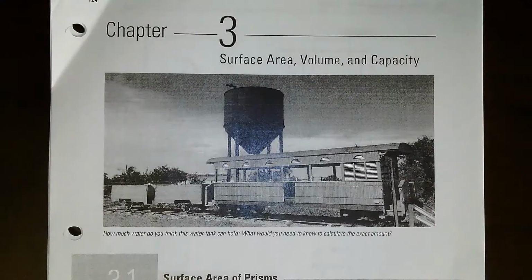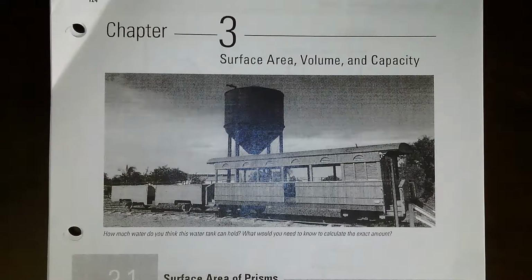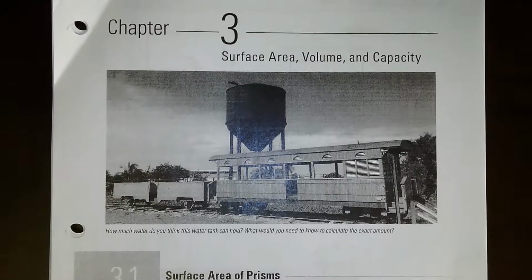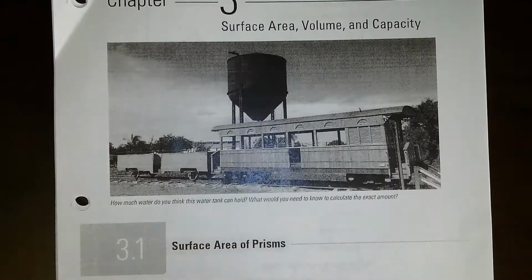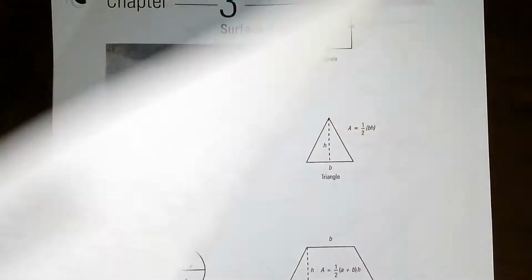All right, so I'm just going to switch my camera around and start the video on this section 3.1. We are going to go through chapter 3, surface area, volume, and capacity. This will be the 3.1 video, just on surface area of prisms. First we're going to be looking at squares, rectangles, parallelograms, triangles, and circles, so your basic two-dimensional shapes.